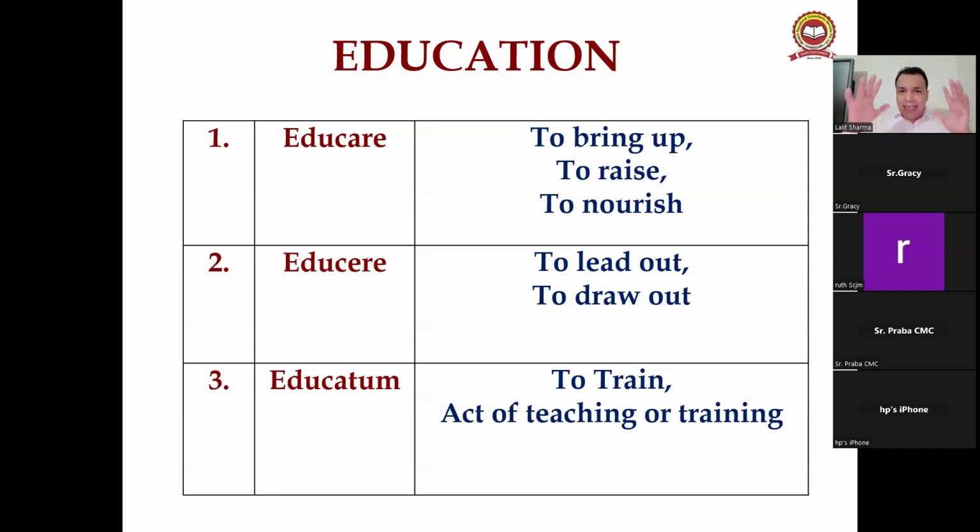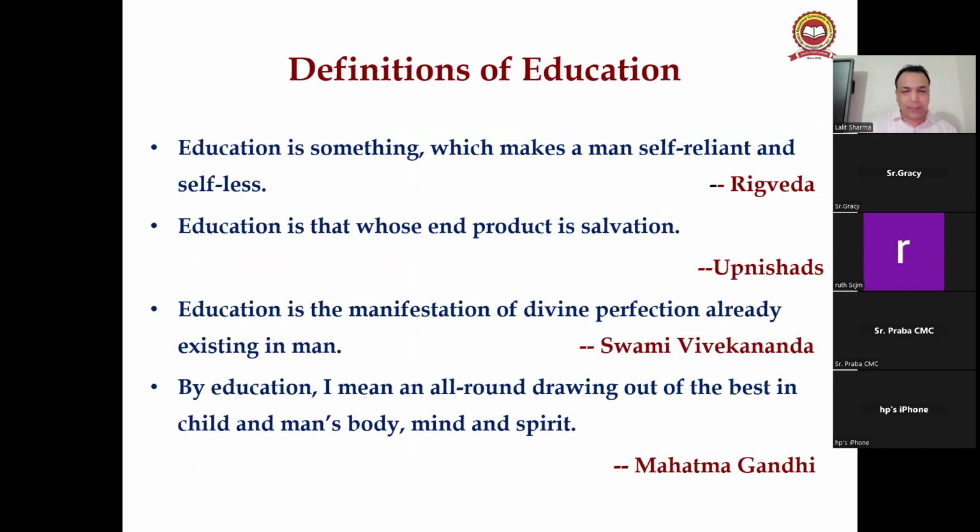Okay, who is a teacher? A teacher is not a person who is just putting things into the mind of the student. Basically, you have to motivate the student, you have to arouse the learning power of the student, so that students could learn by themselves, right? This is the aim of teaching. And from your teaching skills, you have to motivate, you have to arouse the learning power of the student, so you have to lead out. Third is educatum. Educatum means to train, or the act of teaching or learning, right?